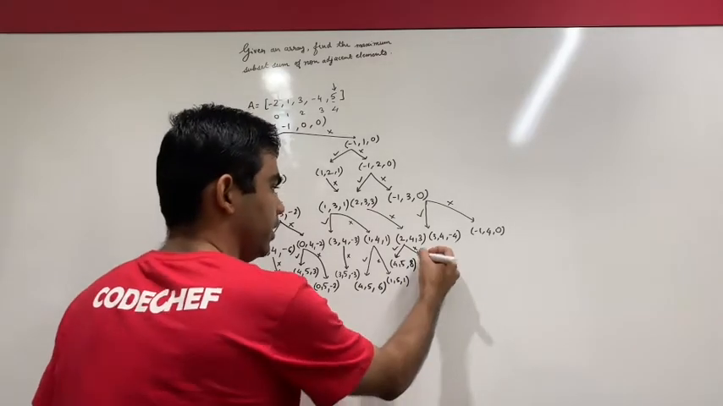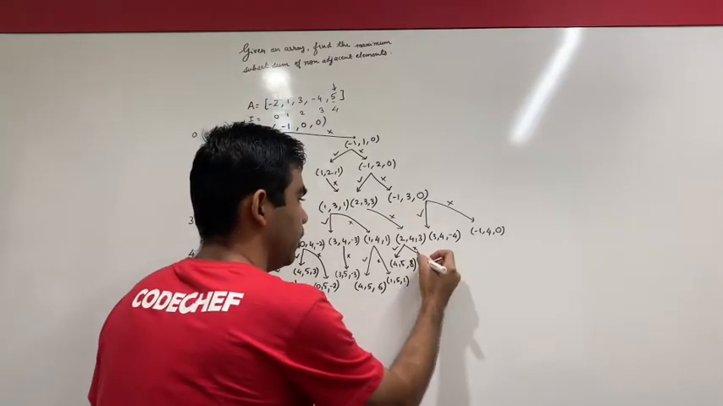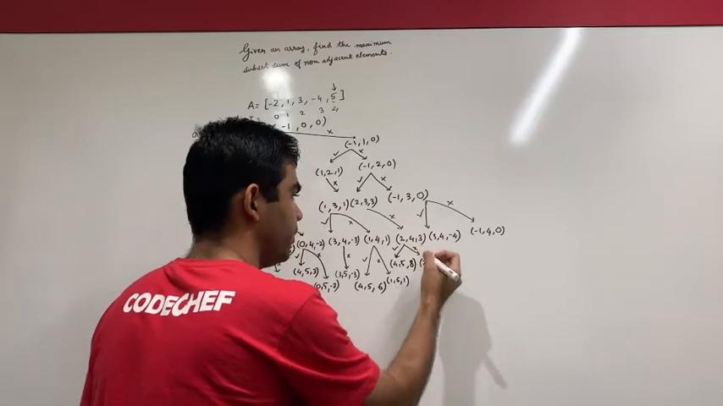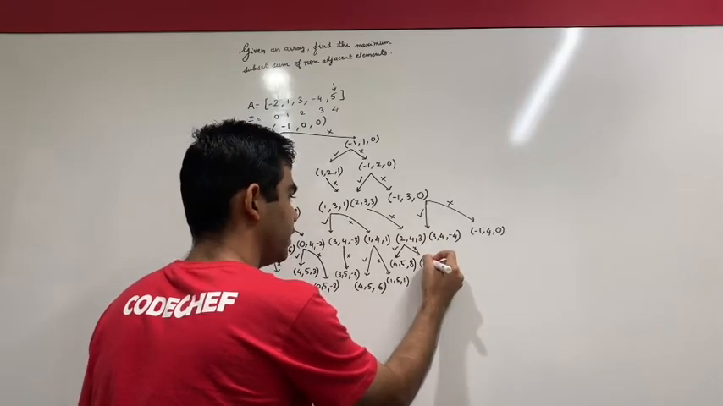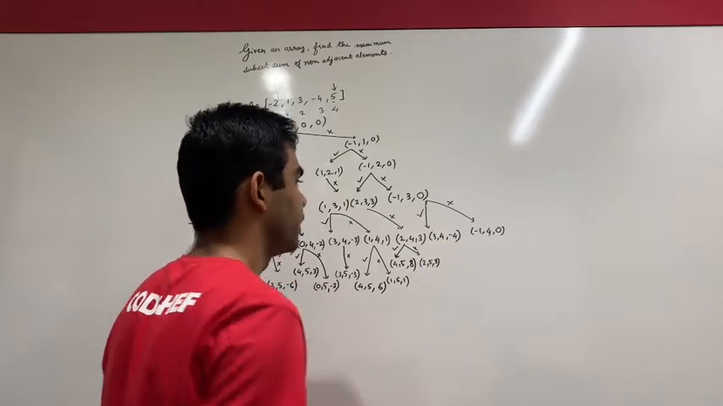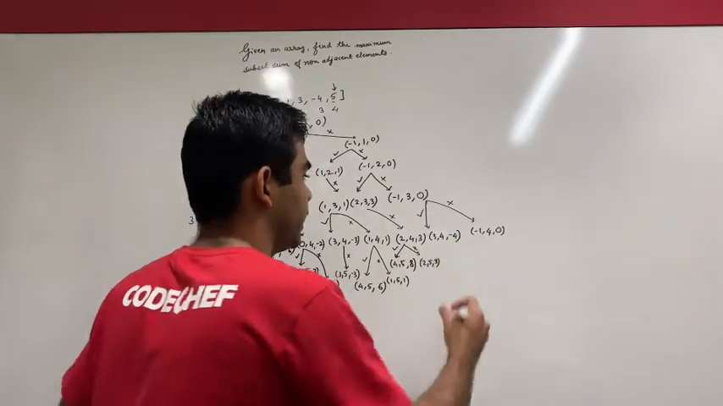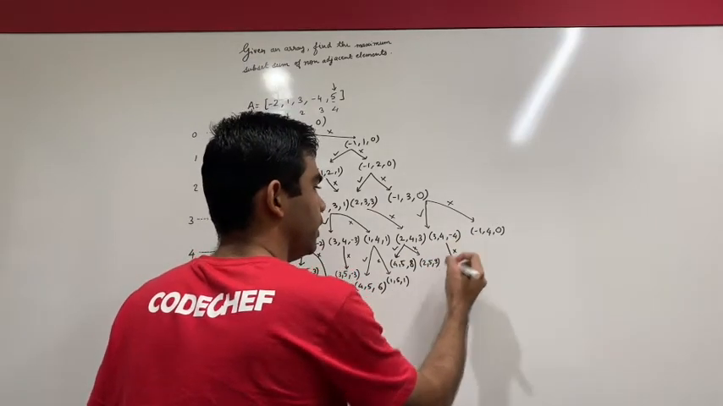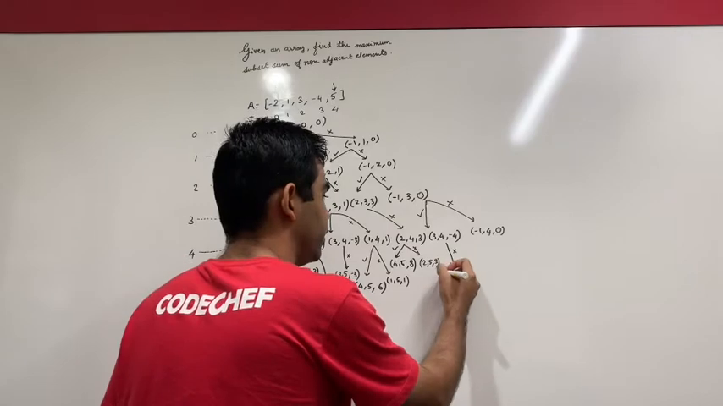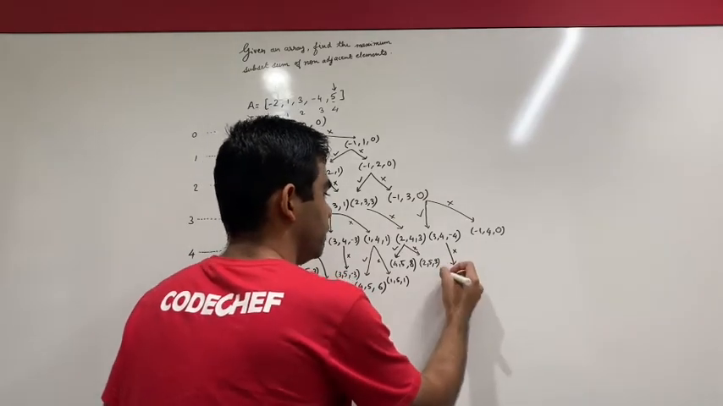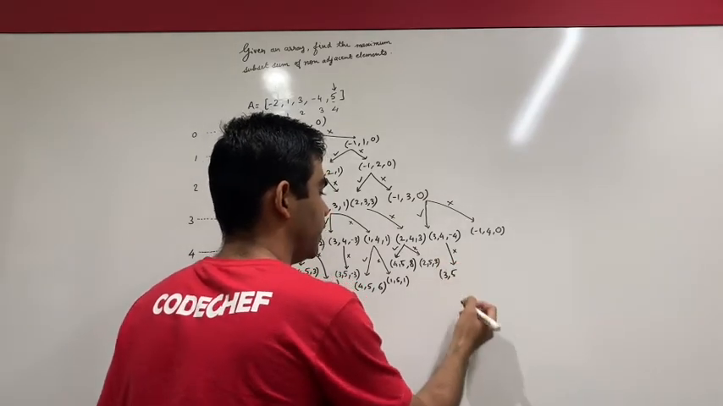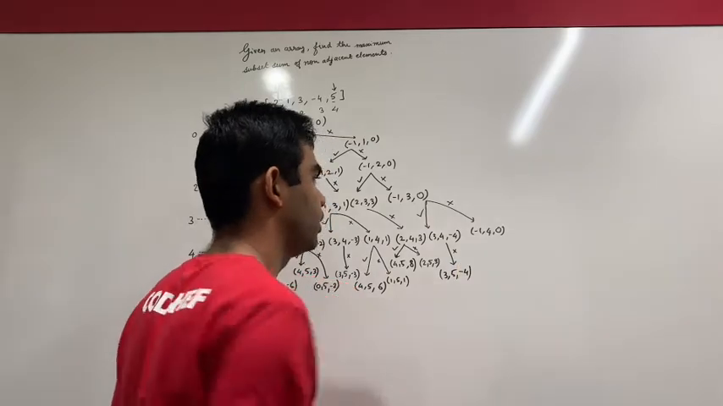And if I reject it, then my last taken index is 2 again. My current index is 5 and my sum is 3. So for this node, I am again left with one decision, which is to reject it. And this will be 3. My current index will be 5 and my sum will be -4.